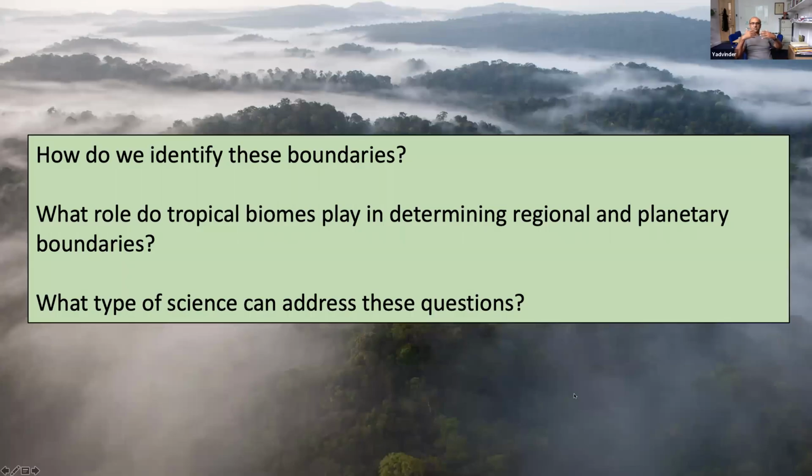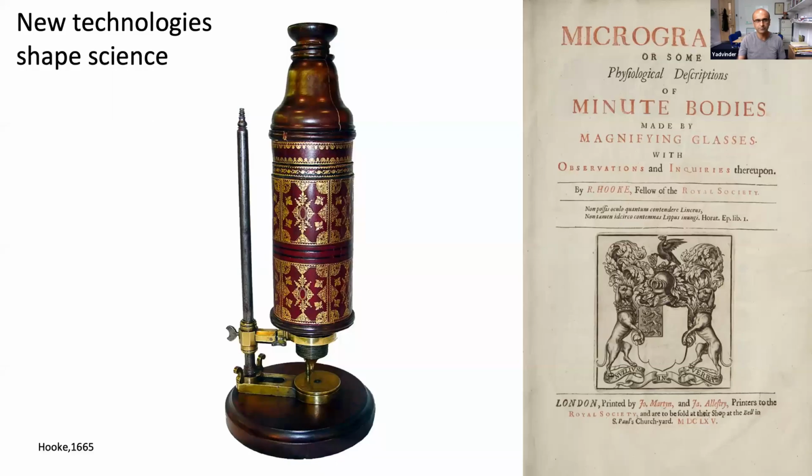So some of the key questions that we face when thinking about the Earth system are, how do we identify these boundaries? In our interest in tropical forests, what role do tropical biomes play in determining regional and planetary boundaries? And what type of science is appropriate to address these questions?